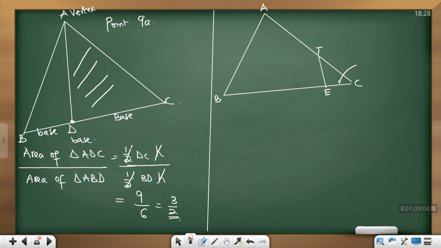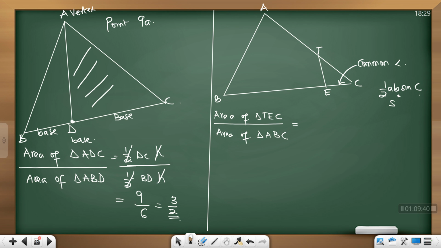So which angle is common? Common angle. What are we looking for again? Area of triangle TEC over area of triangle ABC. We have already said, since angle C is common, we are going to use half AB sine C. The question is, do you know how to use this from trigonometry? This is a side, and this is the other side, and that's the angle in between.